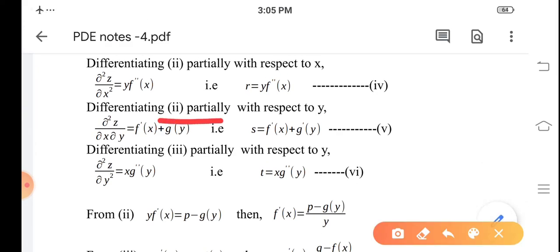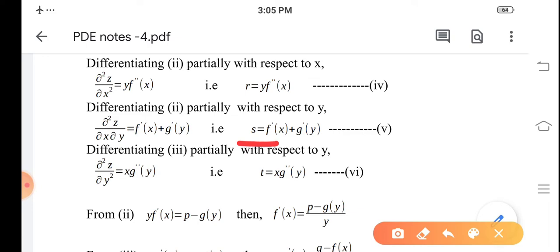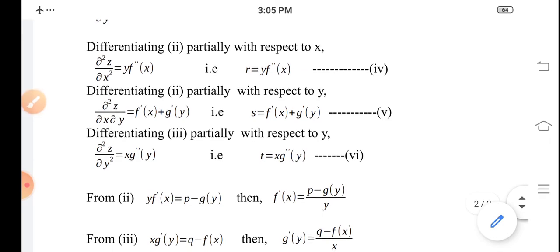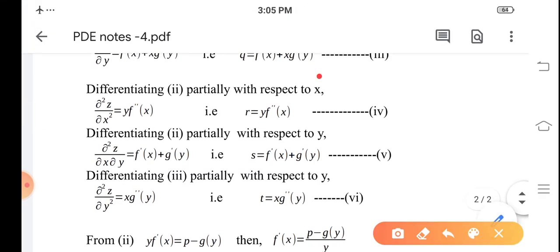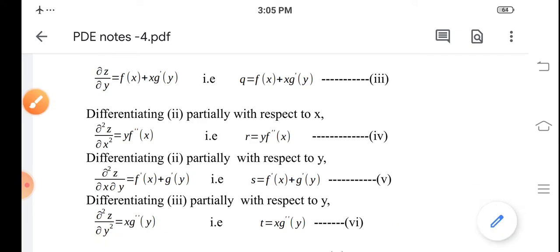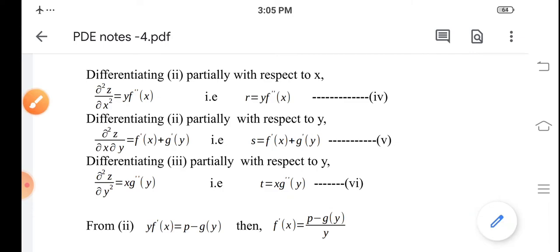Now similarly, differentiating equation 2 with respect to y partially, we obtain dou square z by dou x dou y. That will be f dash of x plus g dash of y, or here we use the notation s for dou square z by dou x dou y. That will be f dash x plus g dash y. Take it as equation 5. Now to obtain the second order partial derivative of z with respect to y, we differentiate equation 3 partially with respect to y. That will be dou square z by dou y square equal to x into g double dash y. That is t is equal to x into g double dash y, where t stands for dou square z by dou y square. That is equation number 6.